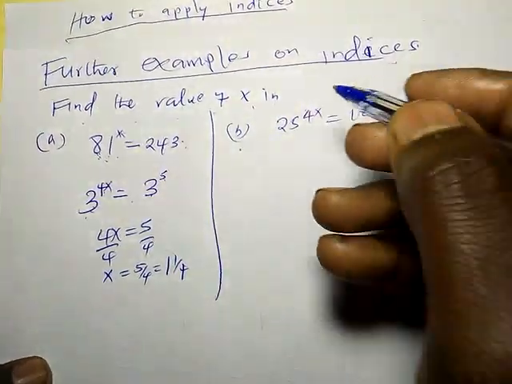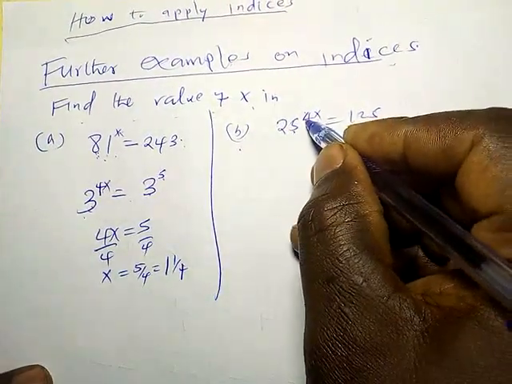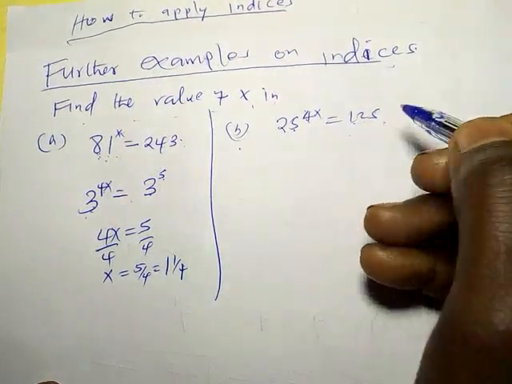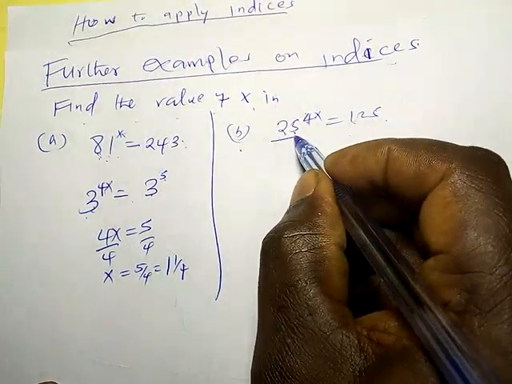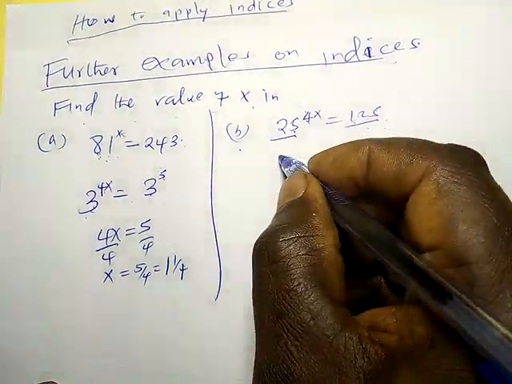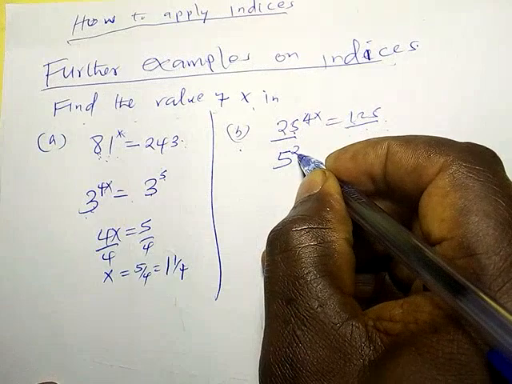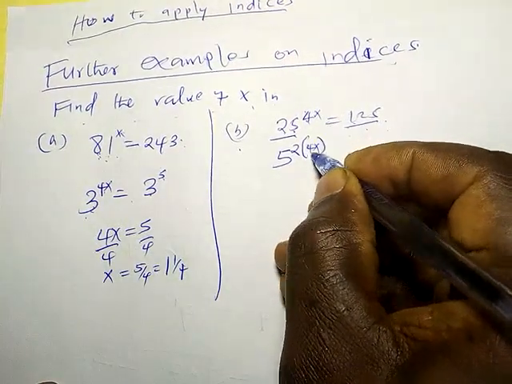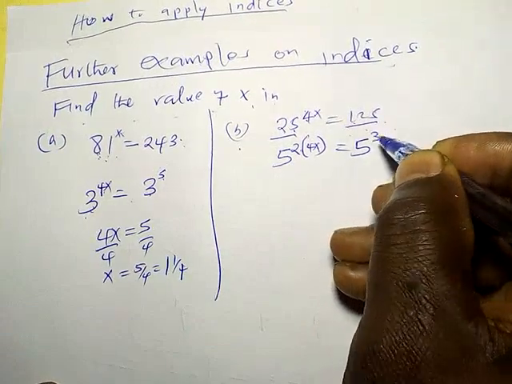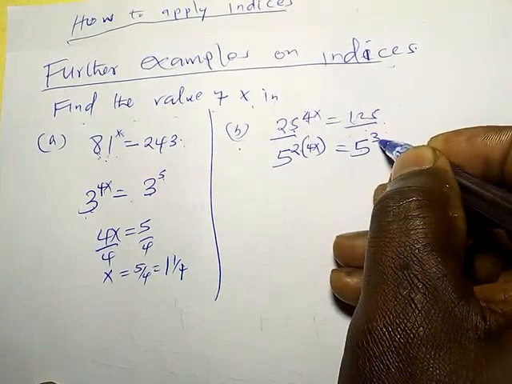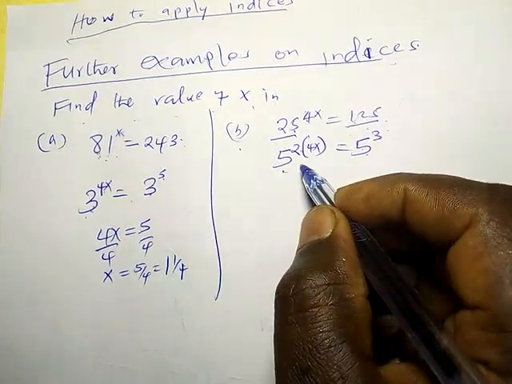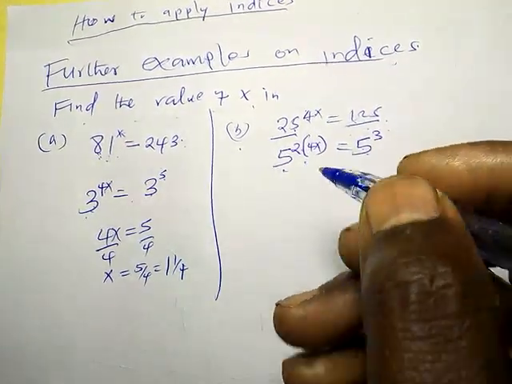Part B. 25 raised to power 4x equal to 125. So you see 25, 125. There is a common base there. 5 is a common base. So 5 raised to power 2, 4x, because it's also a power, equal to 5 raised to power 3. 5 raised to power 3 is 125. Now the bases are the same. We ignore them and we equate the powers to get the value of x.